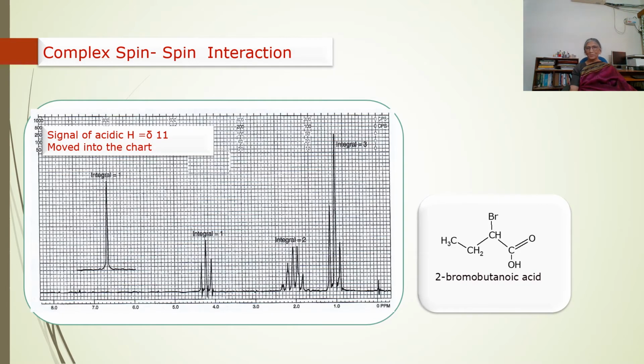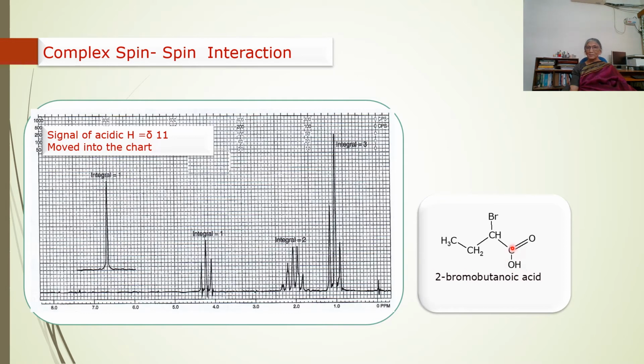This is the NMR spectrum of 2-bromobutanoic acid. From the structure, we can expect 4 signals. One signal is because of the acidic proton. We know that acidic protons are highly deshielded protons. So the signal for the acidic proton is seen out of the scale at 11 ppm. For your convenience, this peak is inserted in the chart.